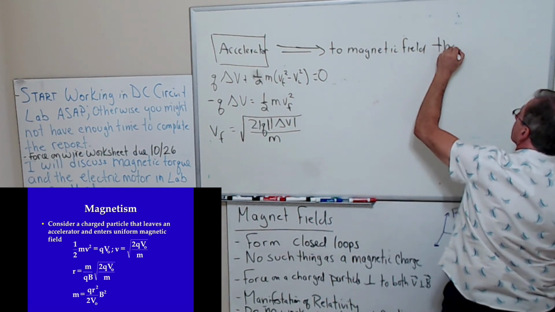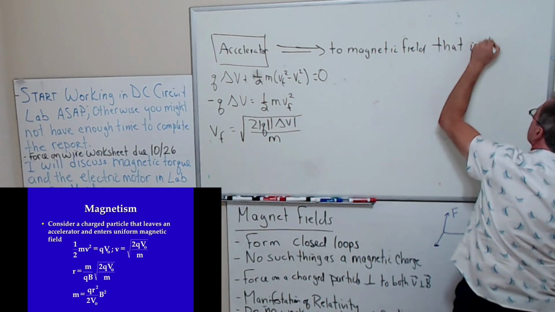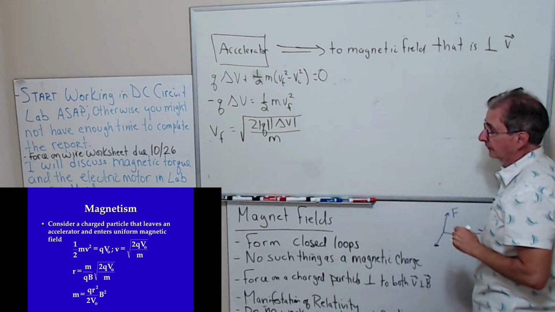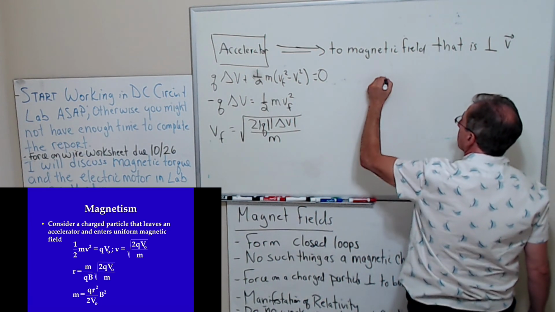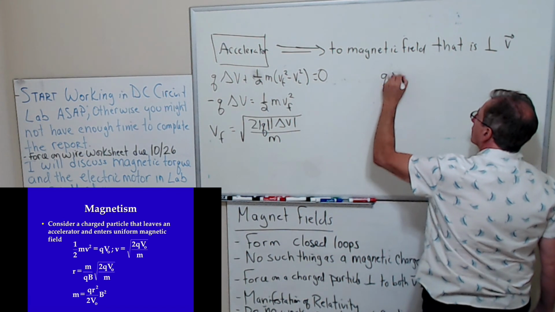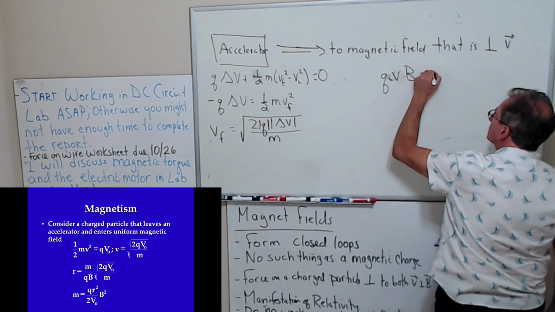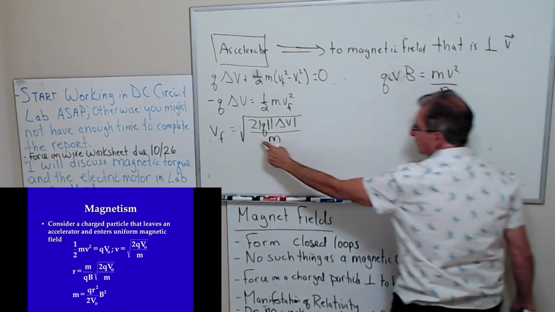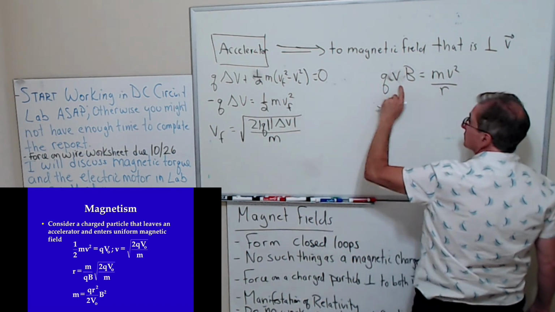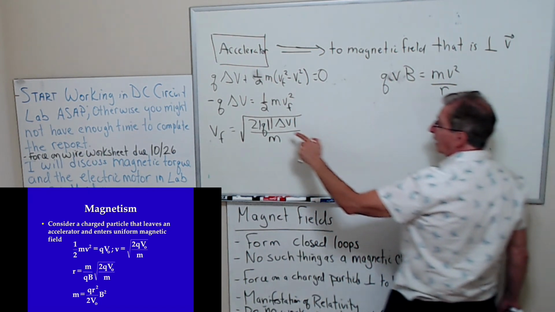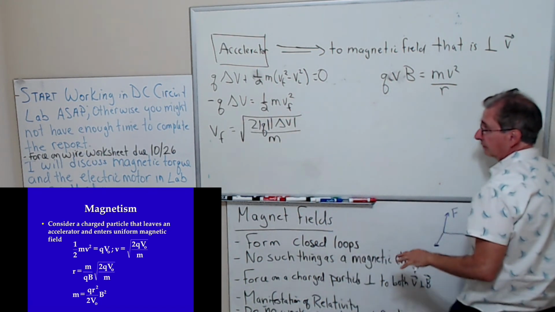That is perpendicular to the velocity vector. Then we'll have qvB equal to mv squared over r. But this v is this guy, because the particles originated from the accelerator. The particles got their velocity from being accelerated through a delta V.